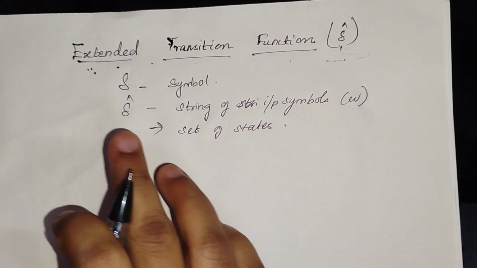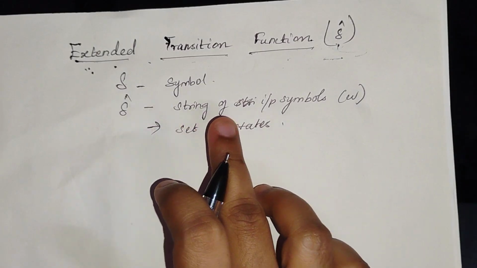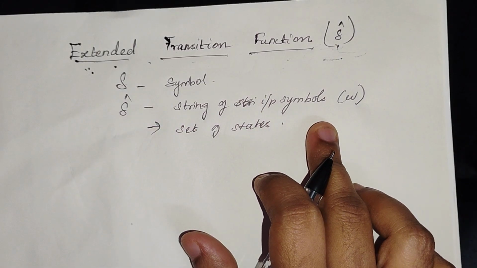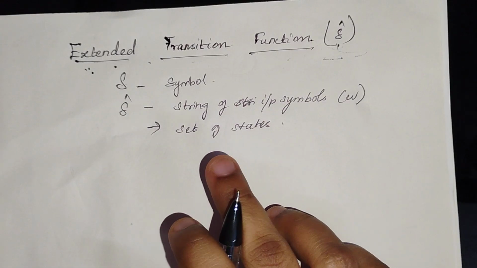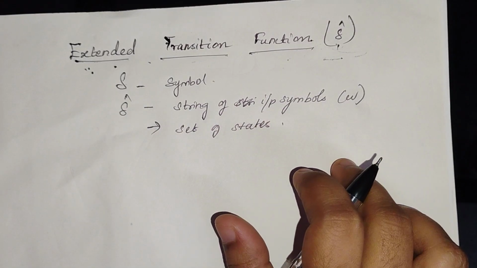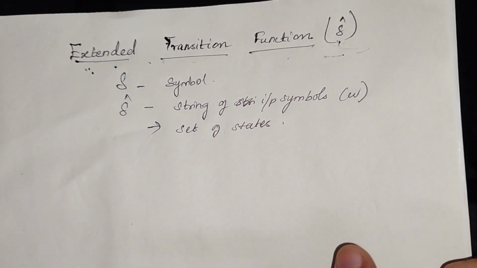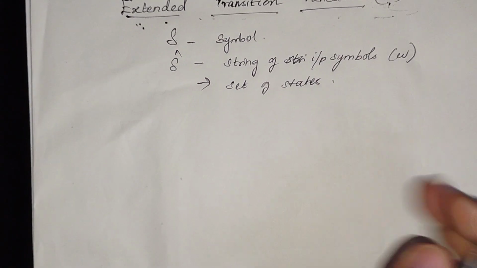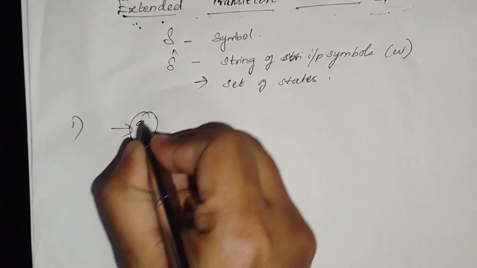The extended transition function is used to check whether the given string of input symbols is accepted by an NFA or not. If at last it reaches the final state, the string is accepted. So we are going to check using an example. This is the given NFA diagram.